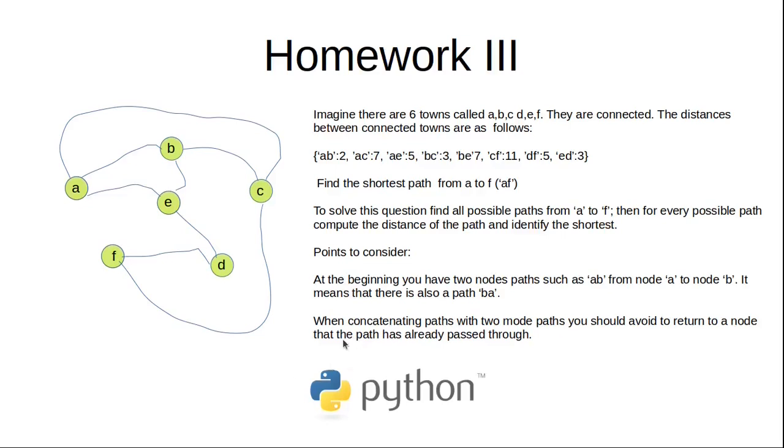The second point to consider is that when concatenating paths with 2-node paths, you should avoid returning to a node that the path has already passed through. If you want, you can watch the next video where I explain the solution with pseudocode.